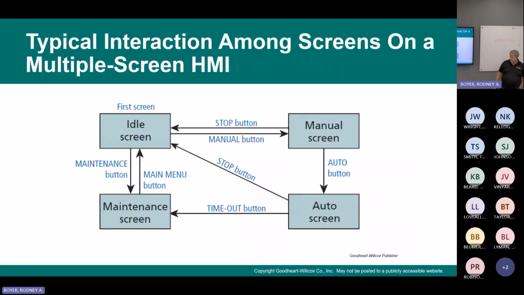Typical interaction among screens on a multiple screen HMI. You have the first screen and then you can select the other screens from there. It's, again, an OIT, not an HMI.